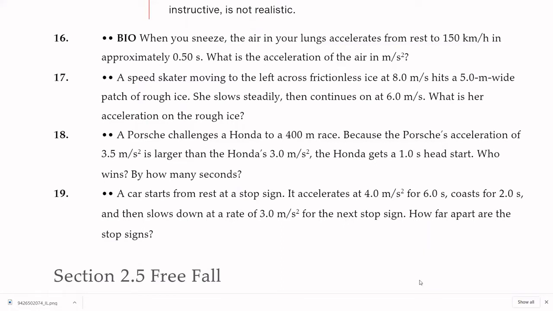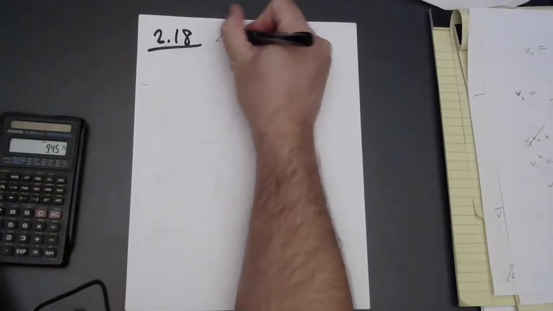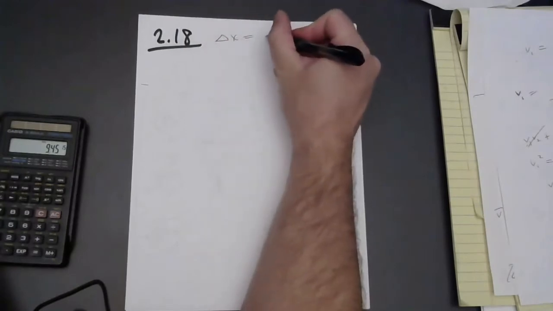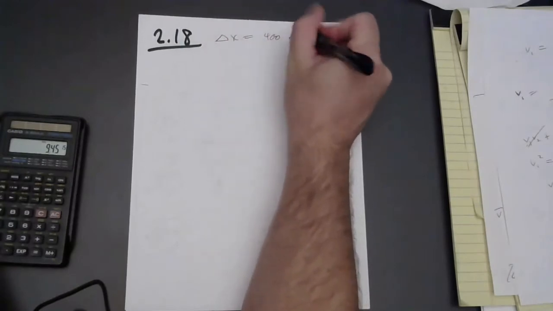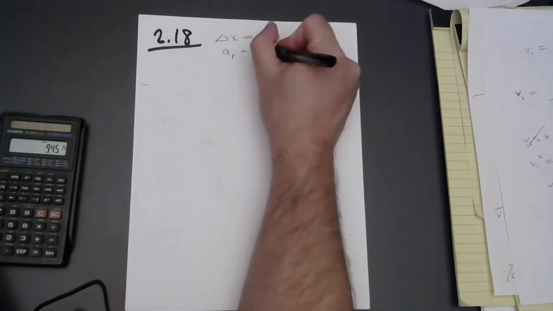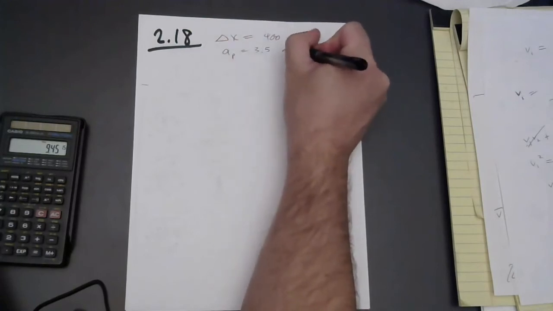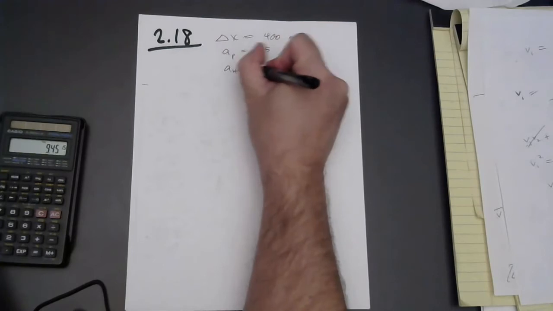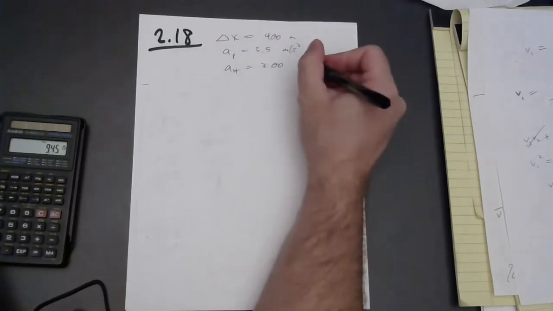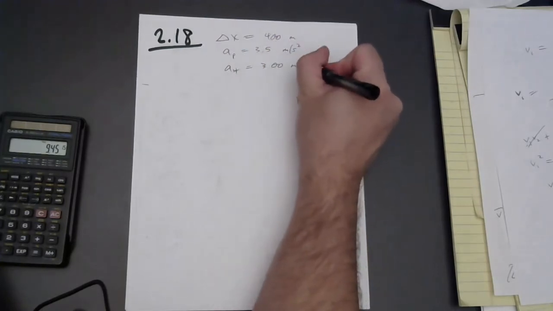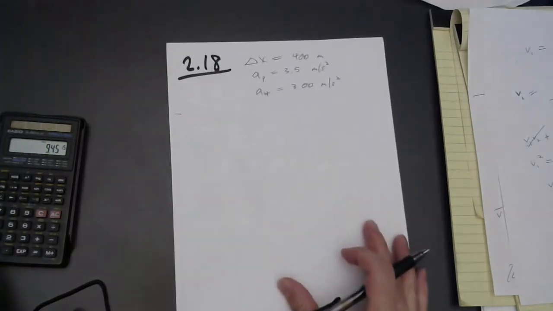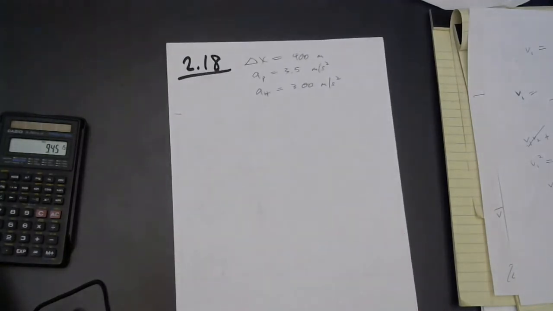Okay. Let's label some stuff here. We know the displacement is, for both of them, 400 meters. The acceleration of the Porsche is 3.5. The acceleration of the Honda is only 3. Both of them start out with a velocity of 0. And we're supposed to figure out which one wins the race, right?